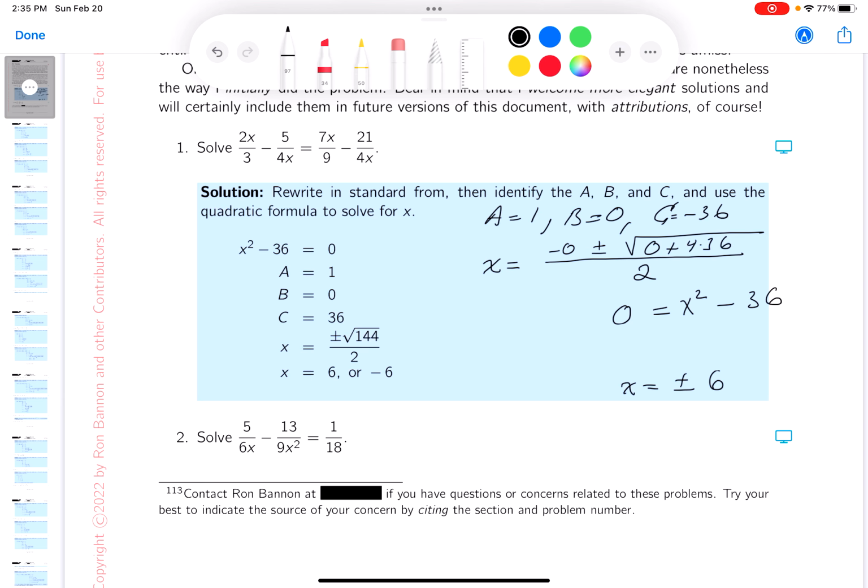We'll get the same answer, by the way. What does this give us? This gives us plus or minus the square root of 144 over 2. Well, the square root of 144 is 12, and 12 divided by 2 is 6. We're still getting the same answer. Okay, thank you.